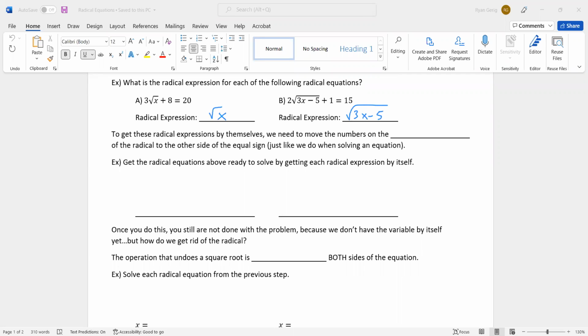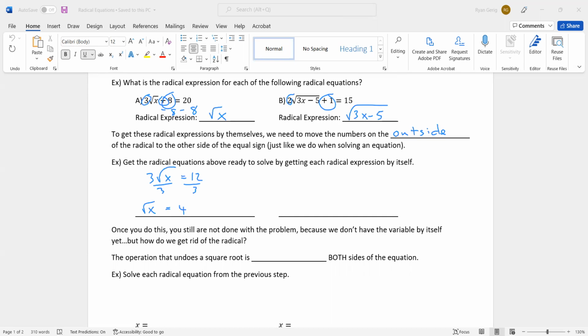So to get these by themselves, we need to move the numbers on the outside of the radical to the other side of the equal sign, just like we do when solving an equation. So I need to move the 3 and the 8 in a specific order. And on B, I need to move the 2 and the 1. So I'm going to subtract 8 first, just like I would with a normal equation. So I have 3 radical x equals 12, and then I got to divide by 3. So I get square root of x by itself, that's what I wanted, equals 4.